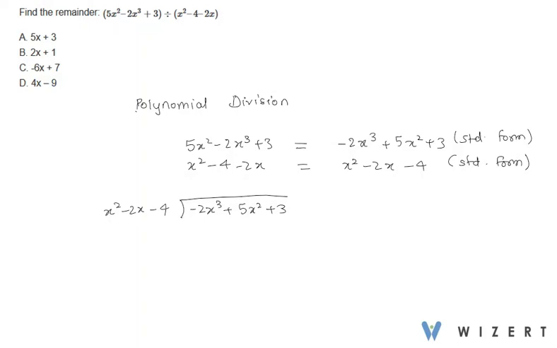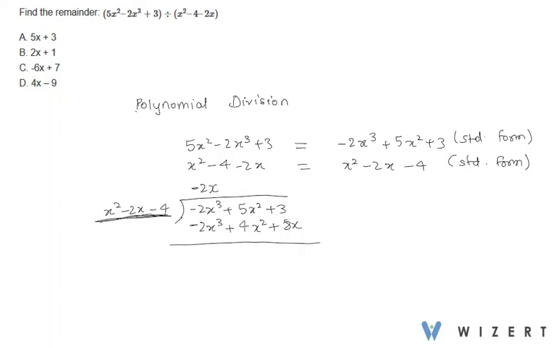Now in order to divide this, the first term here is minus 2x cube. So we'll multiply this polynomial with minus 2x so that the first term will be eliminated. So minus 2x into x square is minus 2x cube. Minus 2x into minus 2x is plus 4x square, and minus 2x into minus 4 is plus 8x.